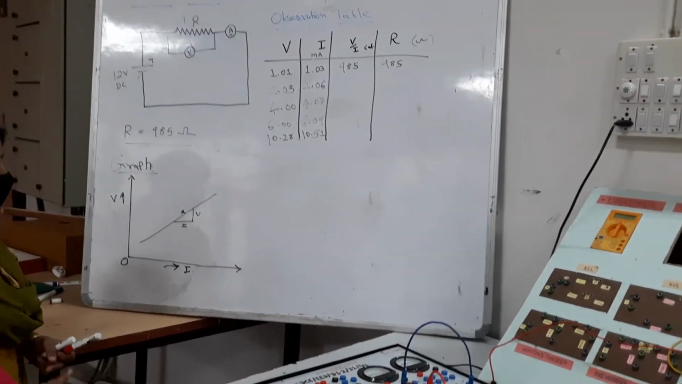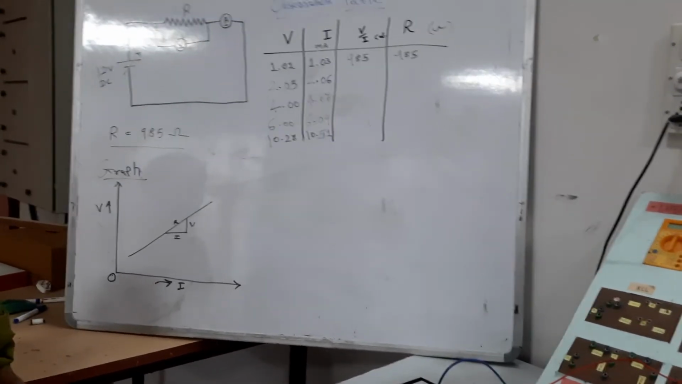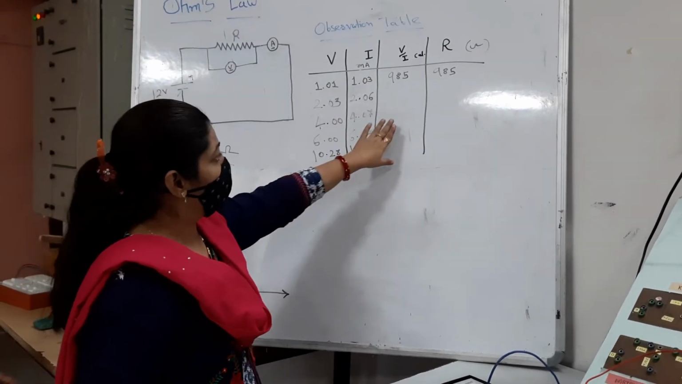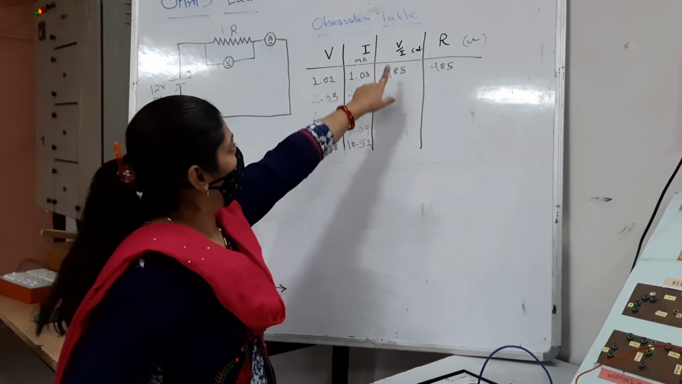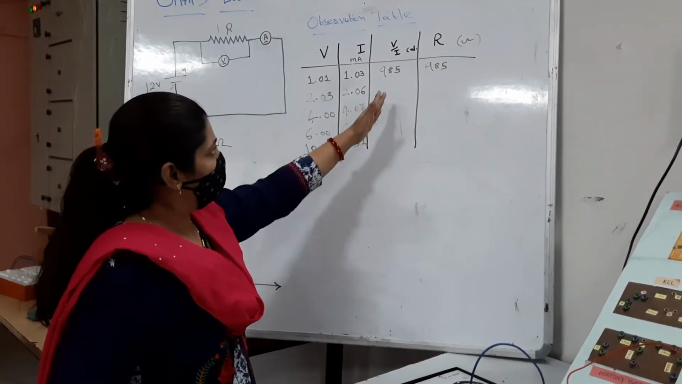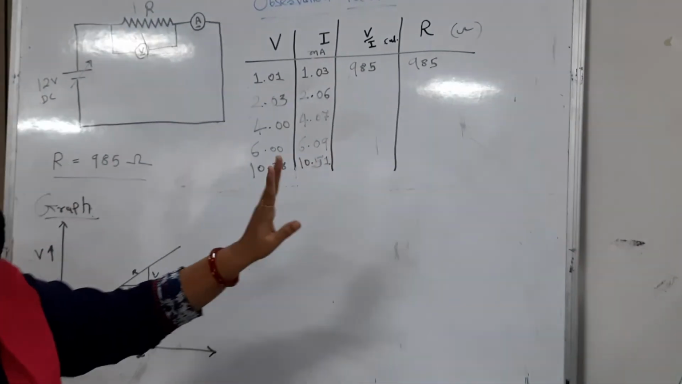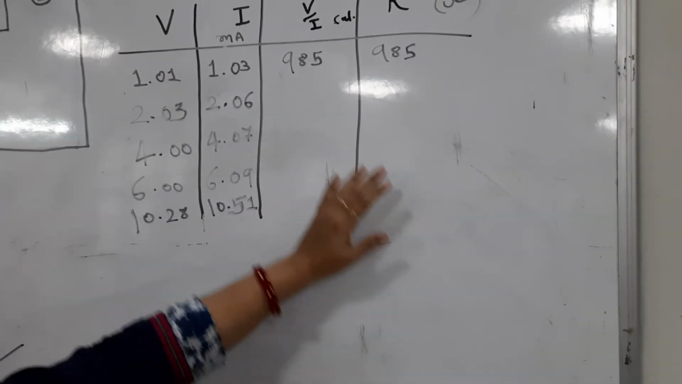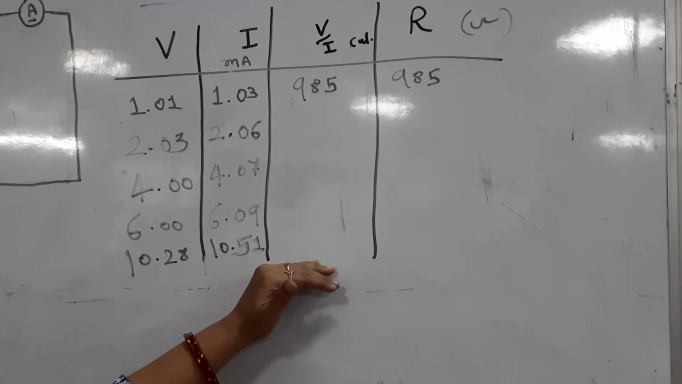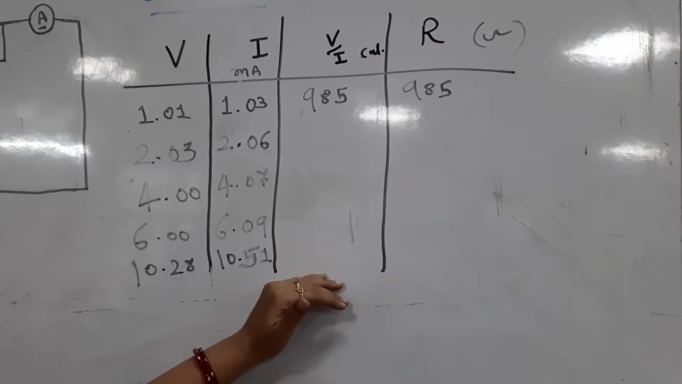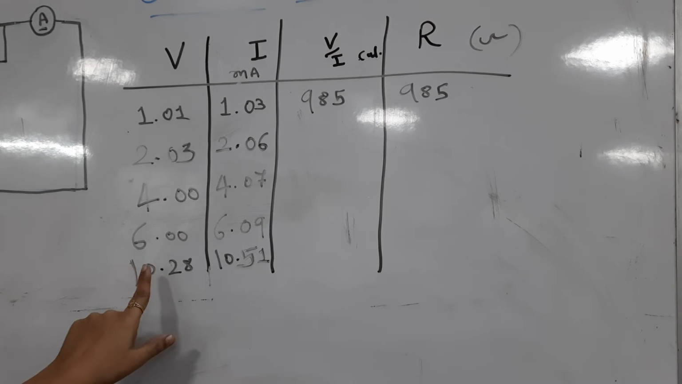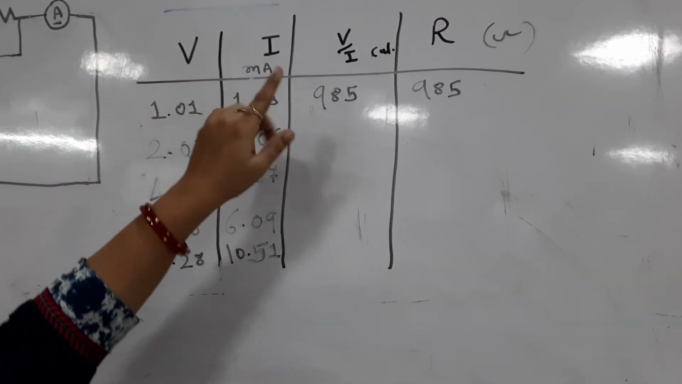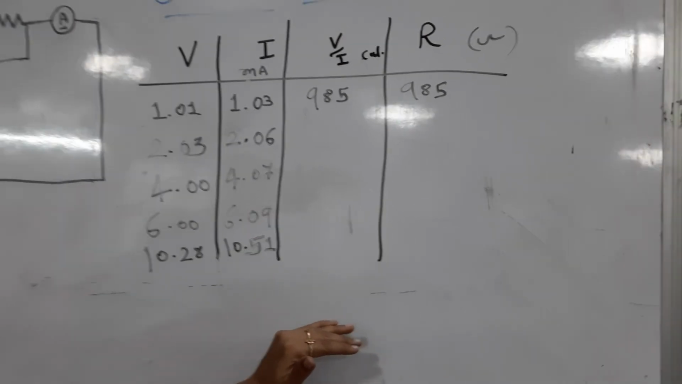So with that, if you calculate V by I, I leave this task up to you. You can calculate V by I for each and every reading. No doubt there will be a slight change compared to actual, but not large. With the observation of the V by I calculation, you can say that this element is exactly following Ohm's law. Why? Because every time the V by I ratio remains constant.